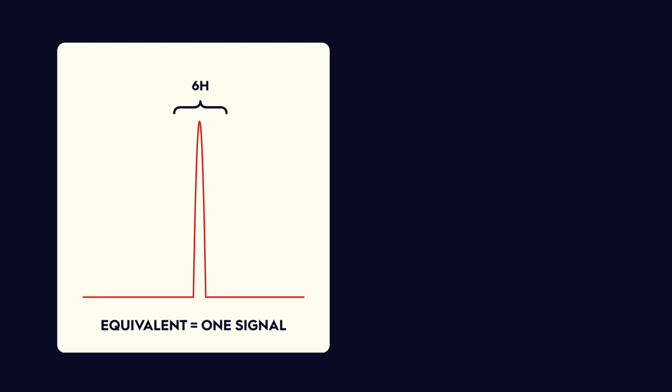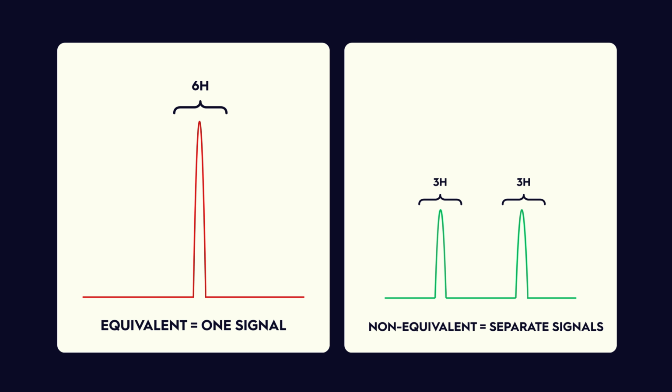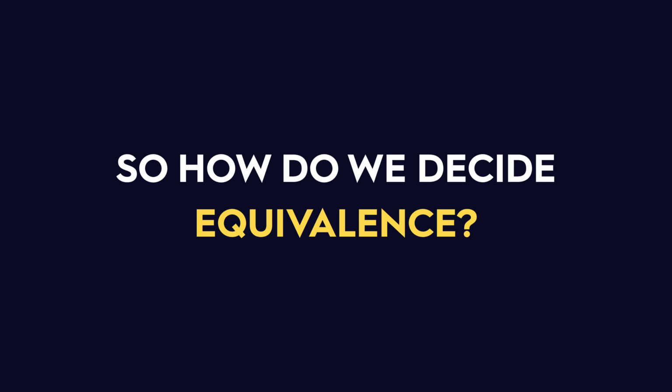First things first, chemically equivalent protons see the same magnetic environment and share one signal, with integration adding up all those identical hydrogens. By contrast, non-equivalent sets give separate signals. So, how do we decide equivalence? The fastest way is the replacement test.